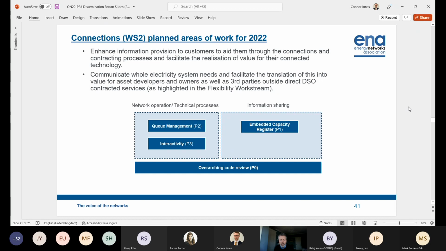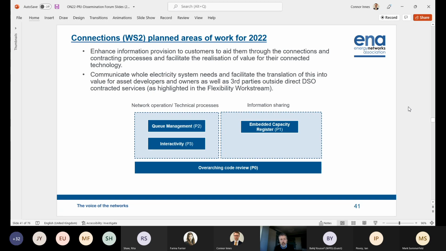I'm going to give a brief introduction, open up to see if there are any questions, and then hand over to Steve and Bahij, who are going to talk through the embedded capacity register, which you see on this slide, because I think it's a really interesting development, and we thought we'd share that with you to get your views. So there's a bit of a deeper dive on that one.